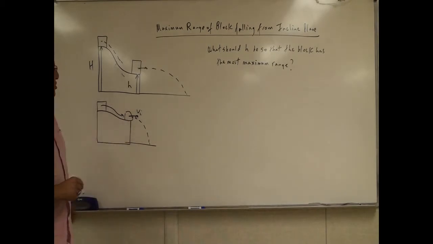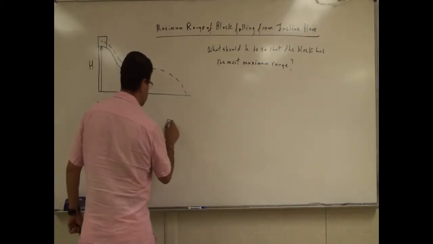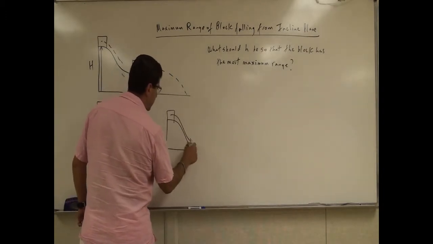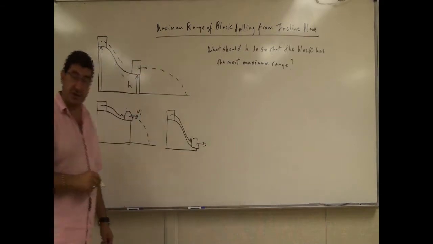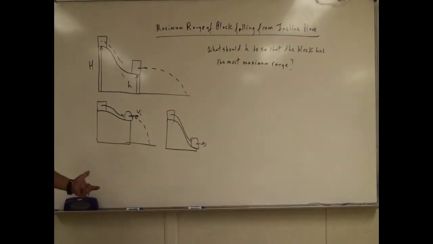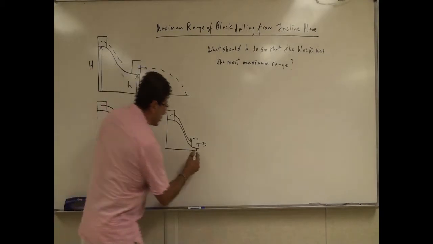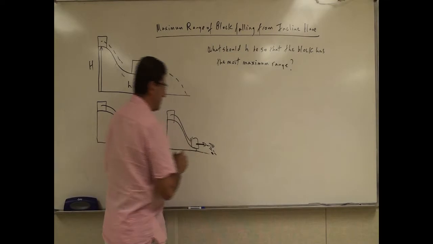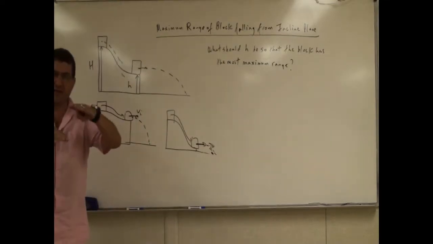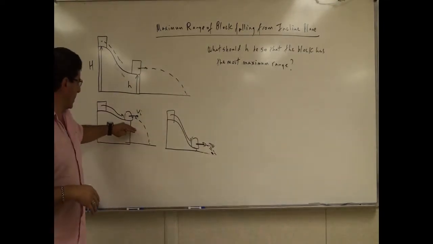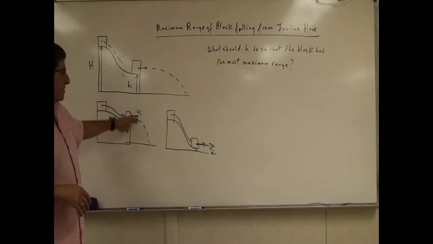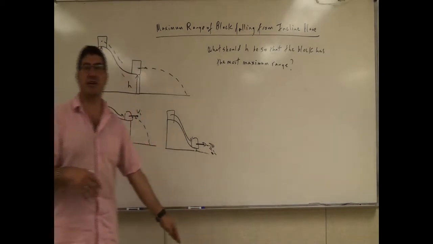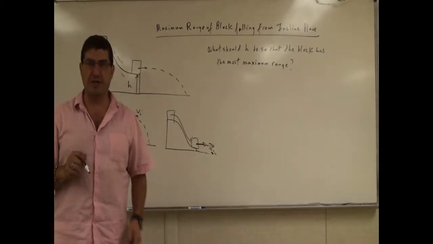If the h is too small, what will happen? Now, the block will be traveling faster, right? It's traveling really fast, but because it's so close to the ground, it immediately hits the ground. You see? So there's a balance that's struck here. If the height is too high, it doesn't pick up enough speed. If the height is too low, it picks up a lot of speed, but because it's close to the ground, it hits the ground immediately, right?